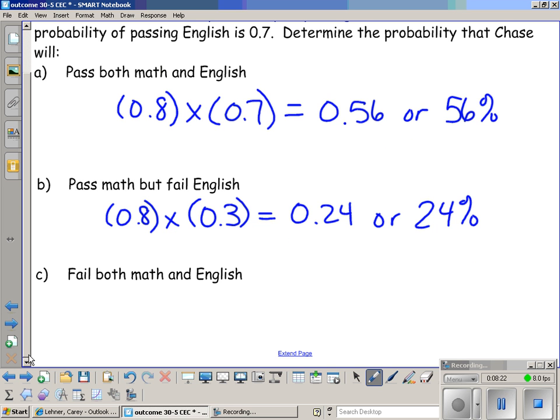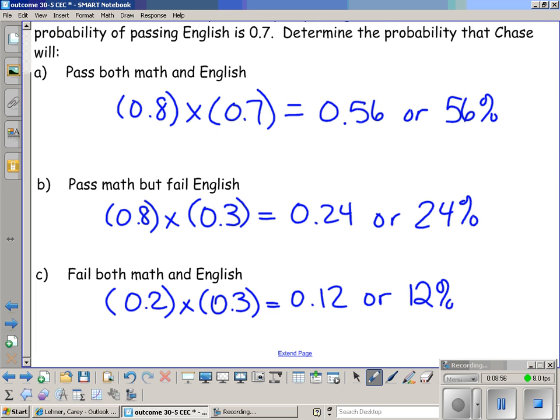What's the probability that he's going to fail both math and English? So again, what's the probability that he's going to fail math? Well, it was a 0.8 probability that he's going to pass. Passing math and failing math are complements, so they have to add to 1. So it's 0.2 is his chance of failing math. We already determined that 0.3 is his chance of failing English. Multiply these together, we get 0.12 or 12%.